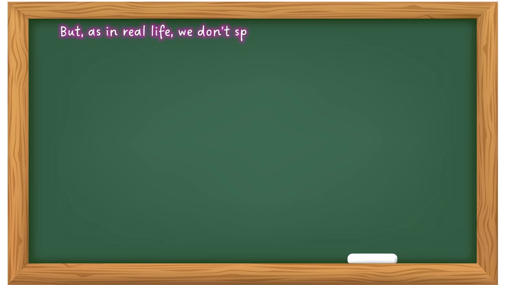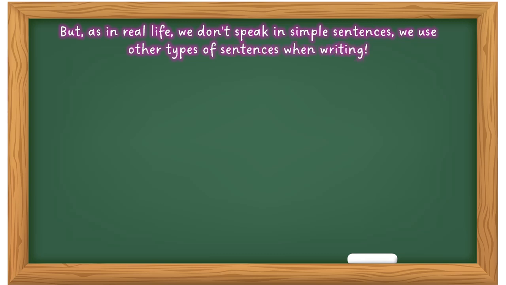Right, but as in real life, we don't speak in simple sentences. We use other types of sentences when writing, okay? Because if we spoke in simple sentences, we would sound like robots. My name is Bill. I like to read. I am a teacher. Well, we don't speak like that in real life, do we? Okay, so we have to have different types of sentences.